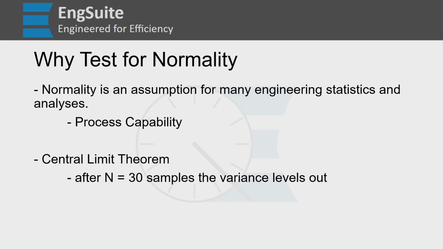And then the central limit theorem. We like that because after n equals 30 samples, the variance sort of levels out, so we shouldn't expect much of a change in our process capability. And as engineers, we're always trying to get the best results with the resources we have, including money, and more samples means more money, which will become a very important topic here in a couple of slides when we get to sample sizes.